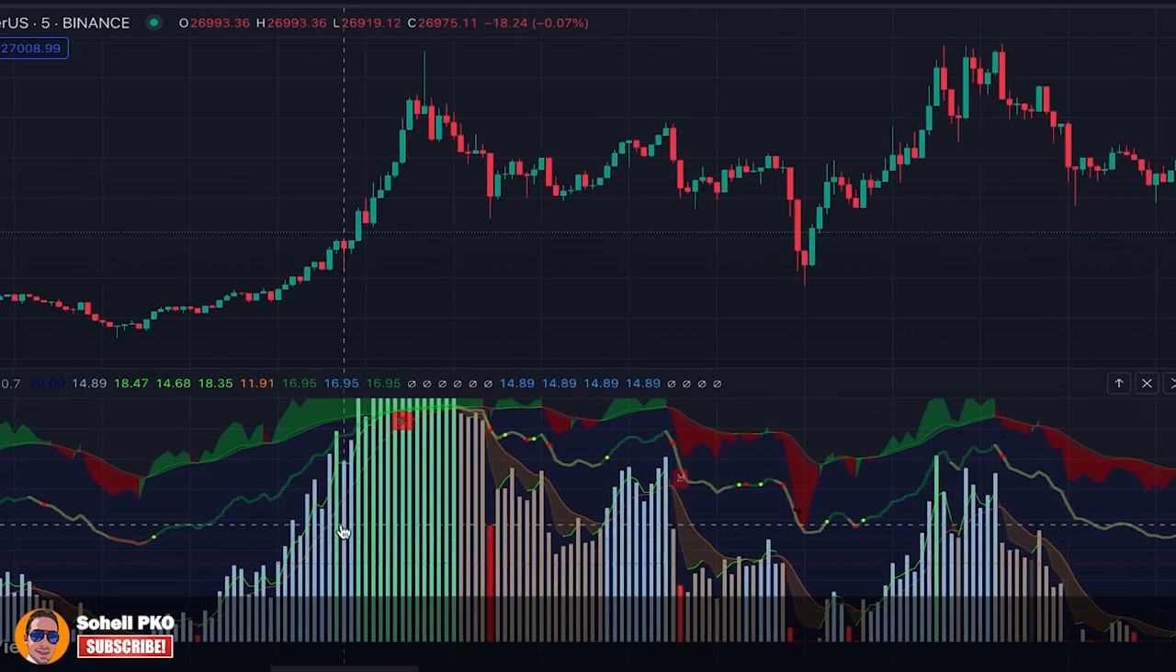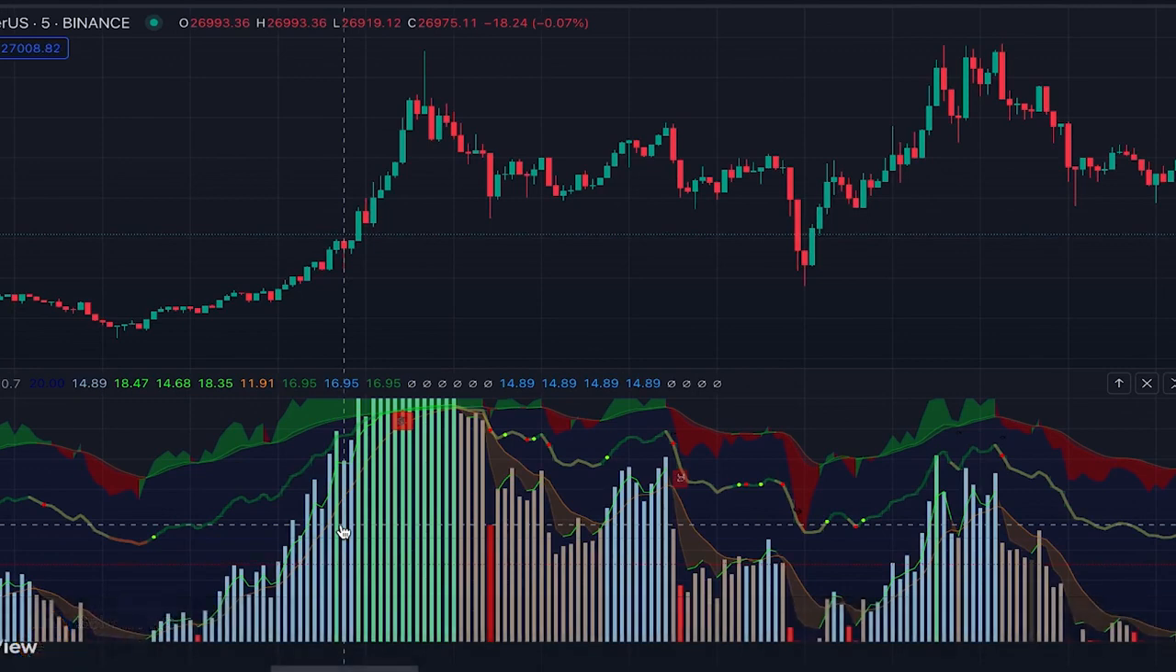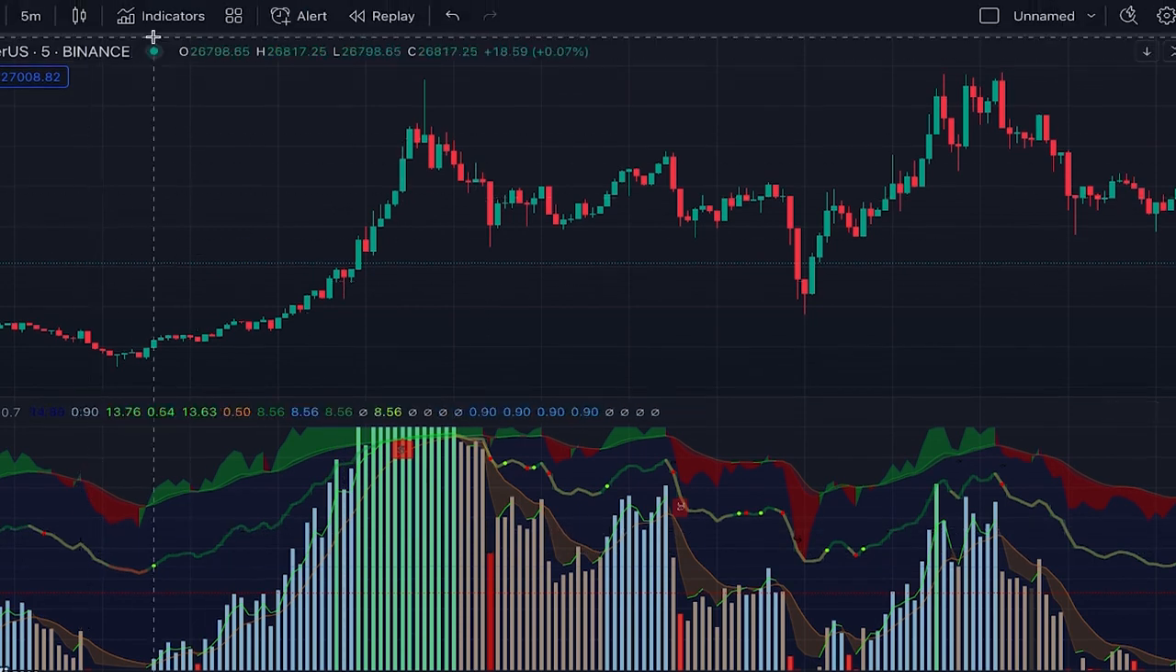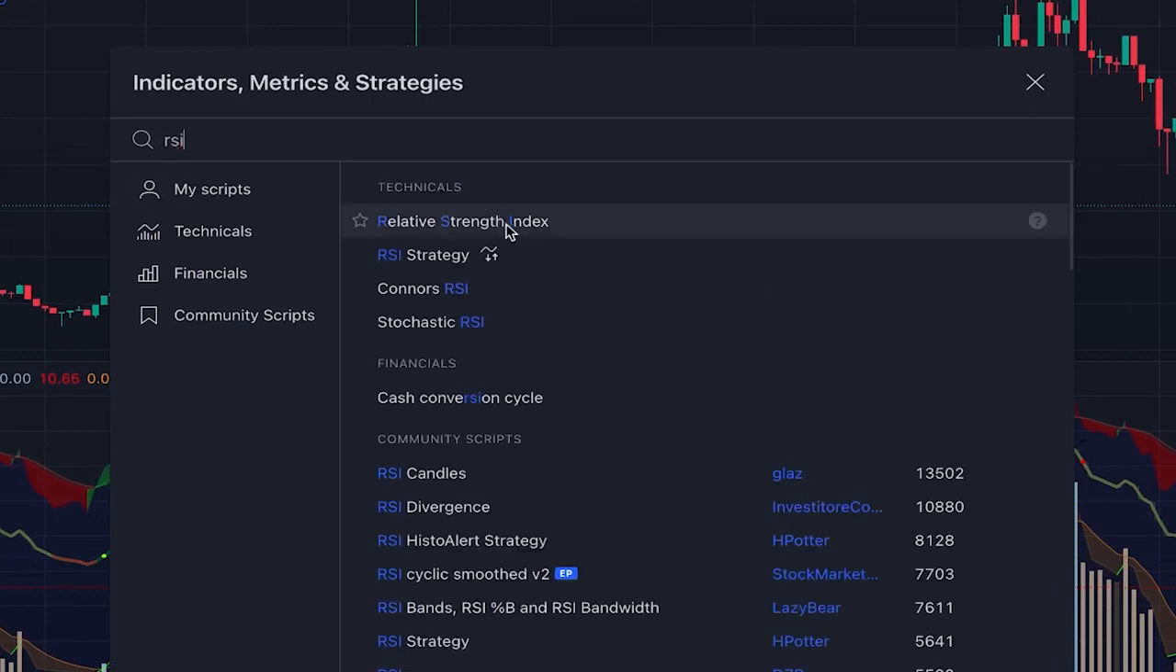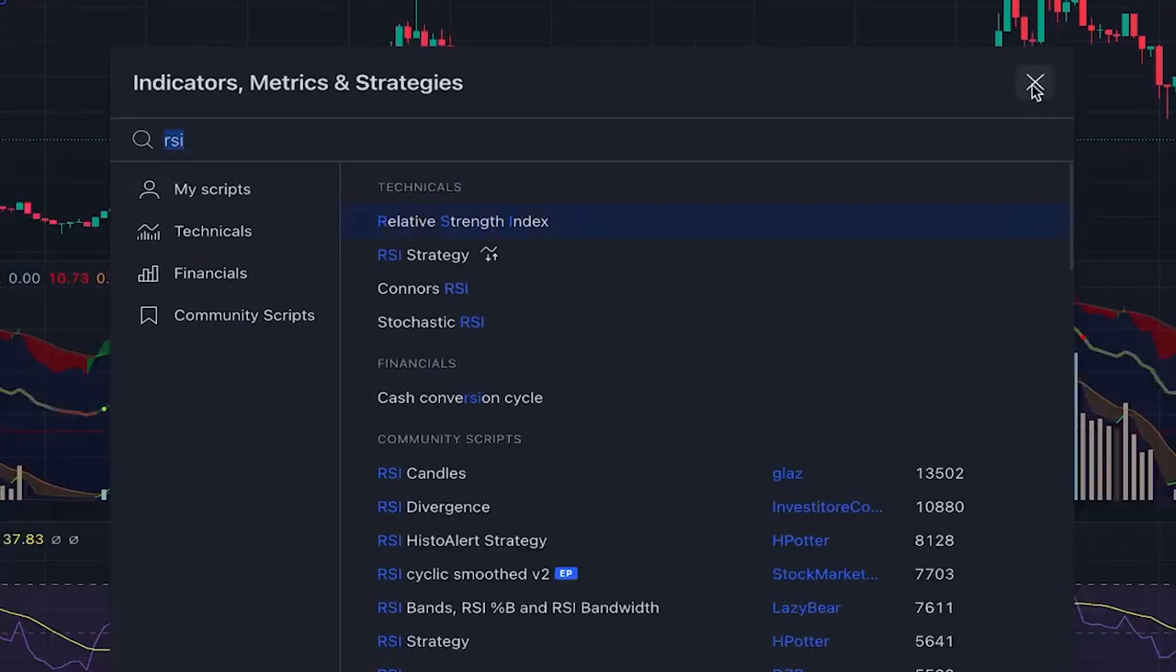Actually, as I explained at the beginning of this video, these pumpings happen when our indicator shows overbought. And two excellent indicators to be used with this indicator are RSI and stochastic RSI. Let me add RSI to our chart. This one, relative strength index, to show you this in practice.